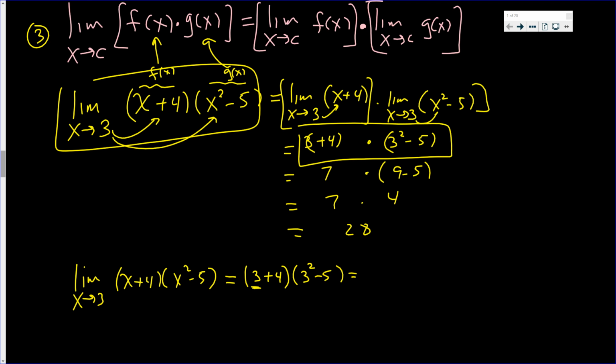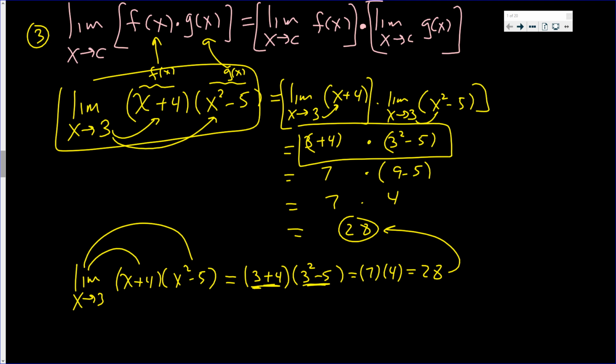And I never really broke it up. I never said, oh, I'm going to take the limit of this and the limit of that and multiply. But it turns out that's what's happening. This is 7. This is 9 minus 5, which is 4. And I still get the same 28. There will be times when you do want to break this up as the limit of one factor times the limit of the other factor. This and that are the factors.